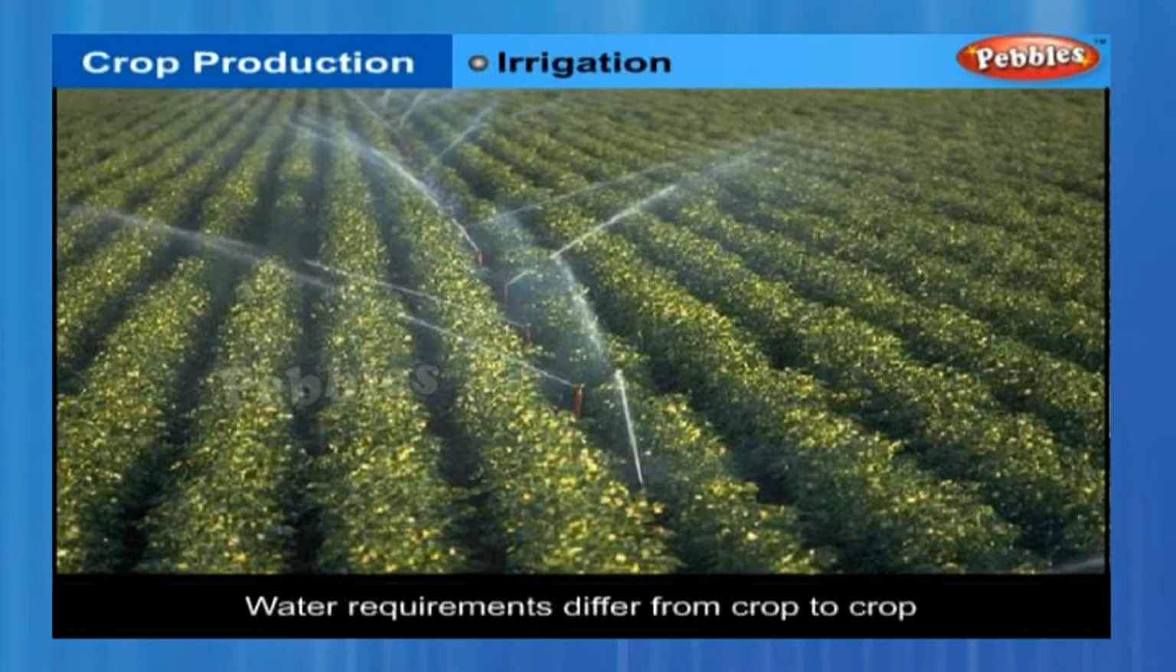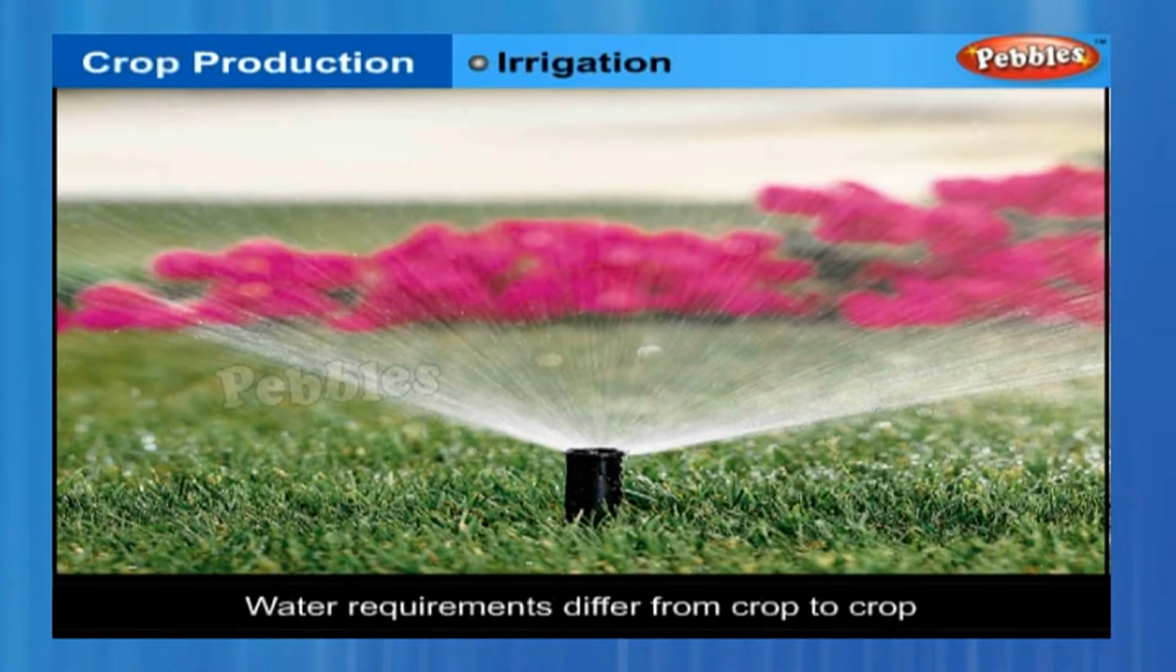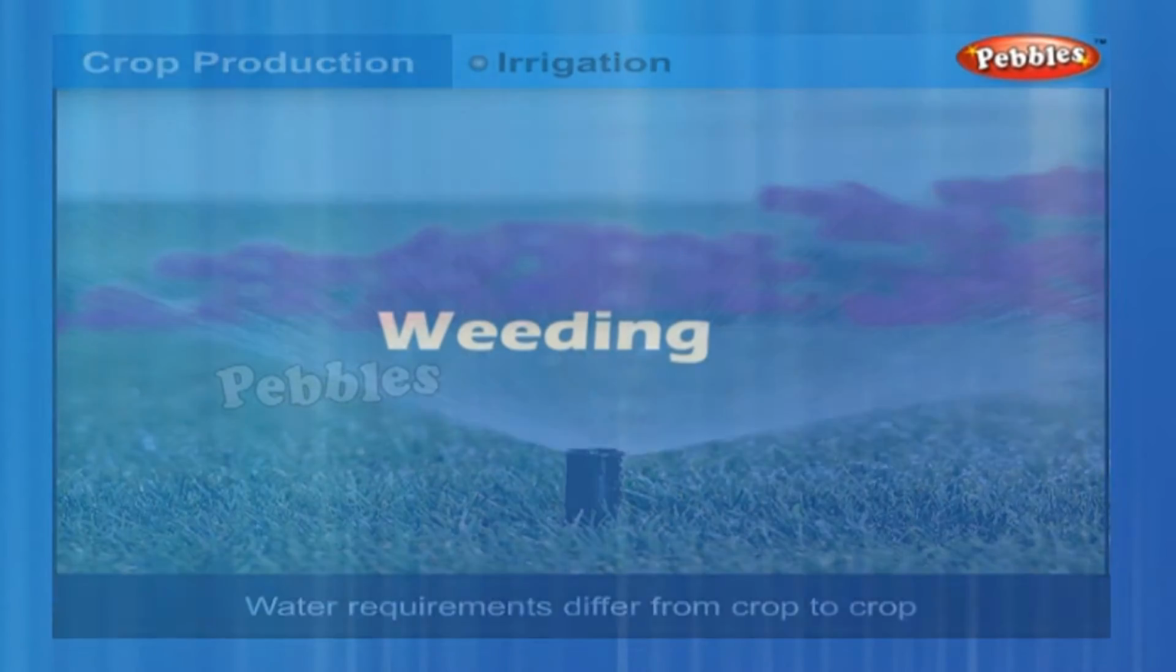Water requirements differ from crop to crop. For instance, crops such as paddy need a constant supply of water. Wheat, on the other hand, requires water at regular intervals during its growth.